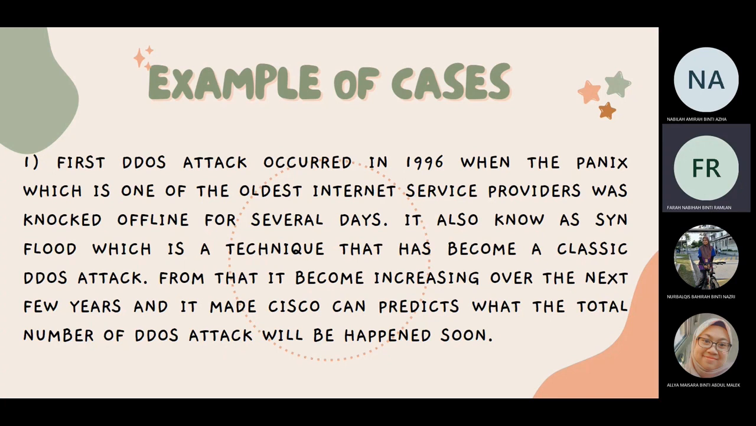First, a DDoS attack occurred in 1996 when Panix, which is one of the oldest internet service providers, was knocked offline for several days. This attack is also known as SYN flood, which is a technique that has become a classic DDoS attack. From that, it kept increasing over the next few years, and it made Cisco able to predict what the total number of DDoS attacks would be soon.